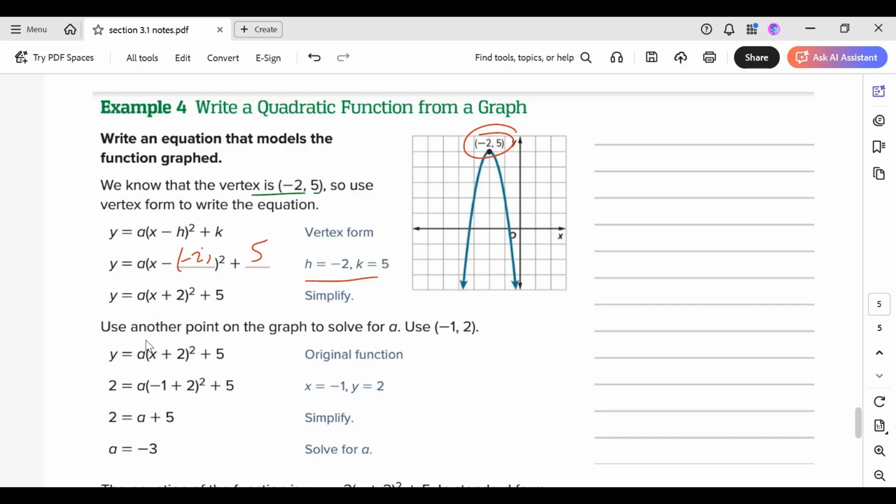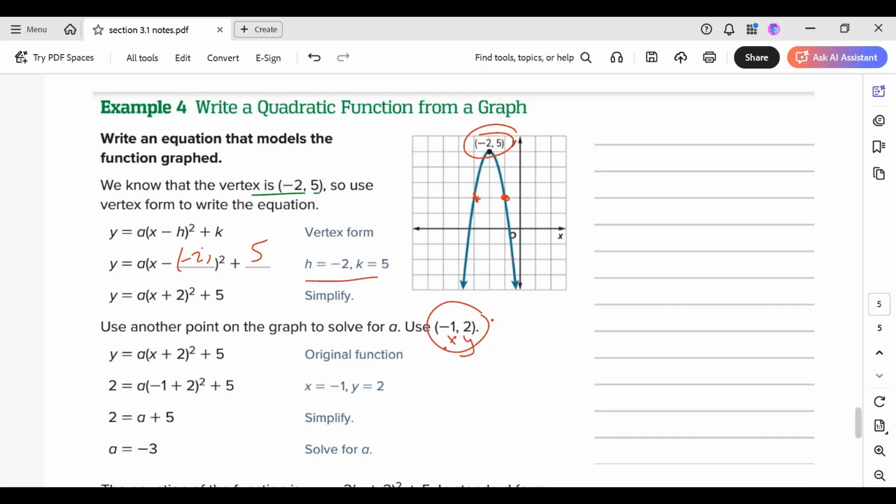Then we pick another point. In this instance, they use the point -1, 2, because when we look at our graph, you can pick any point. They used -1, 2. We could have used the point -4, 2. We could have also used down here in the bottom region -1/2, -2 as well. So they use -1, 2, and they're going to plug in for x and y.